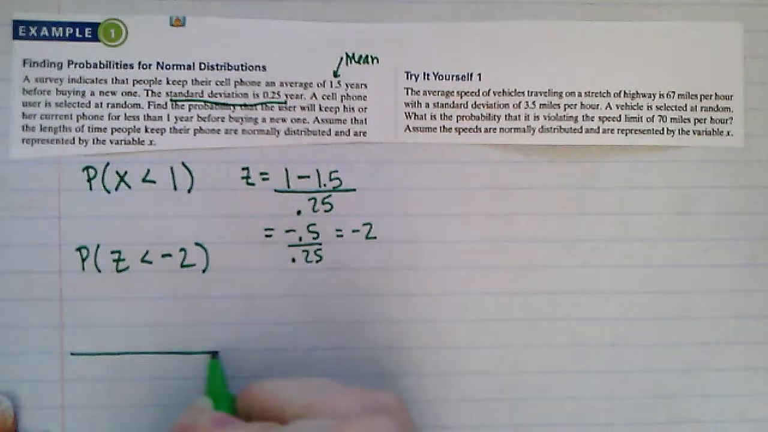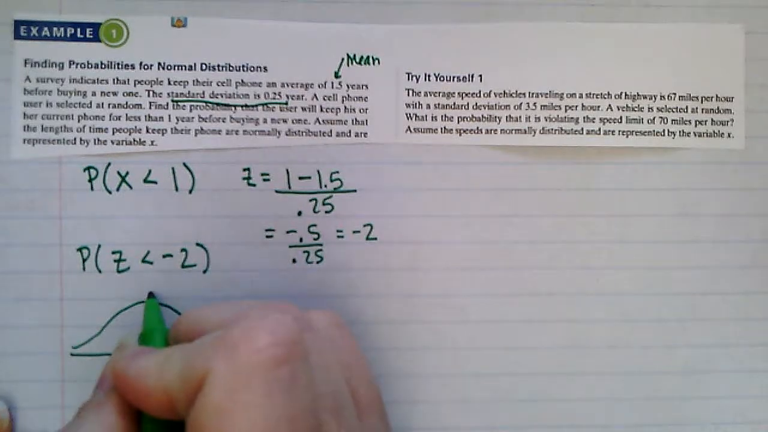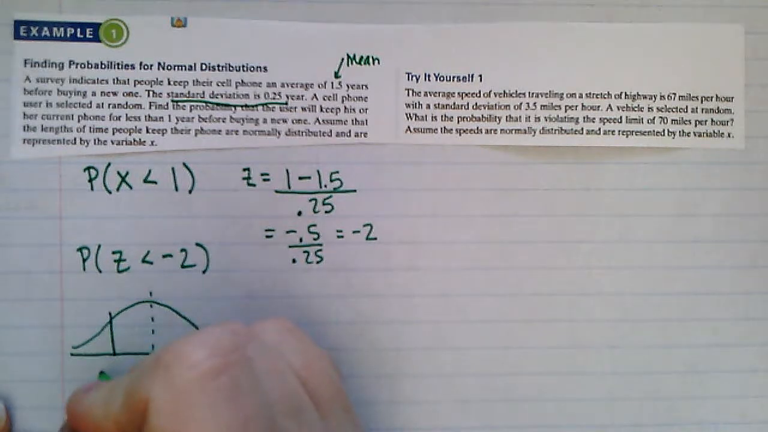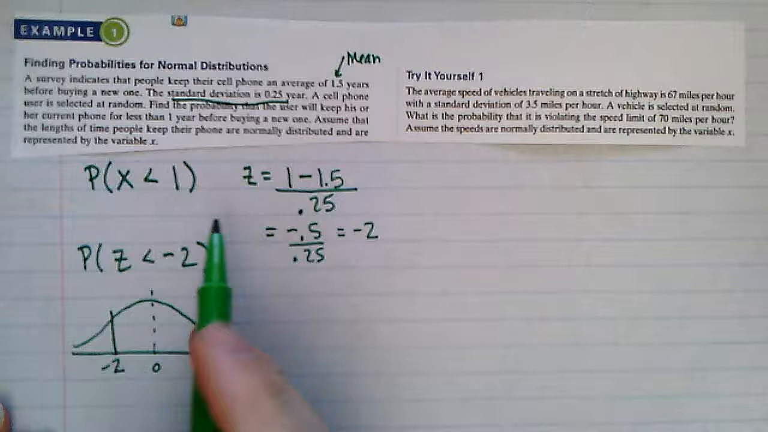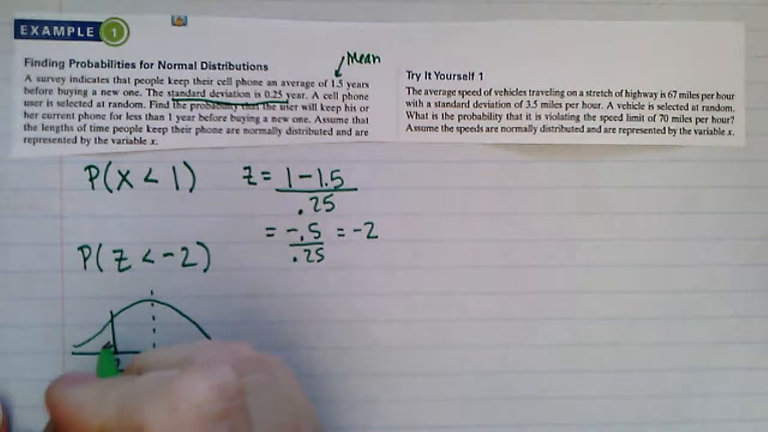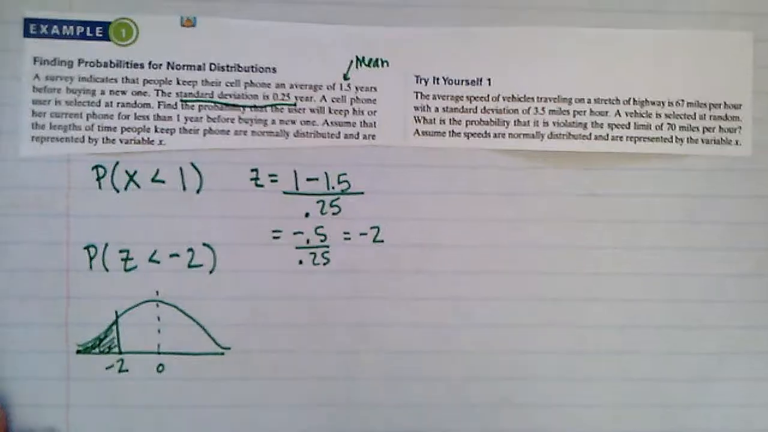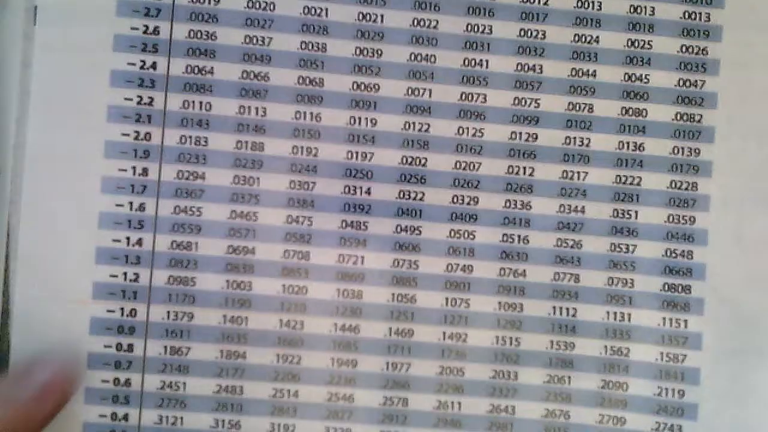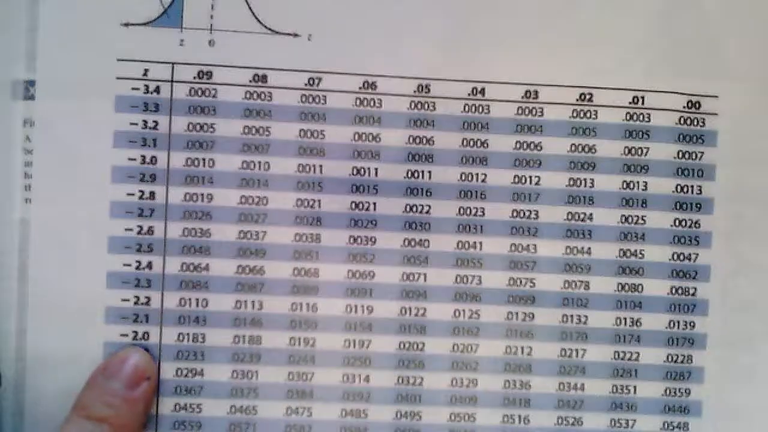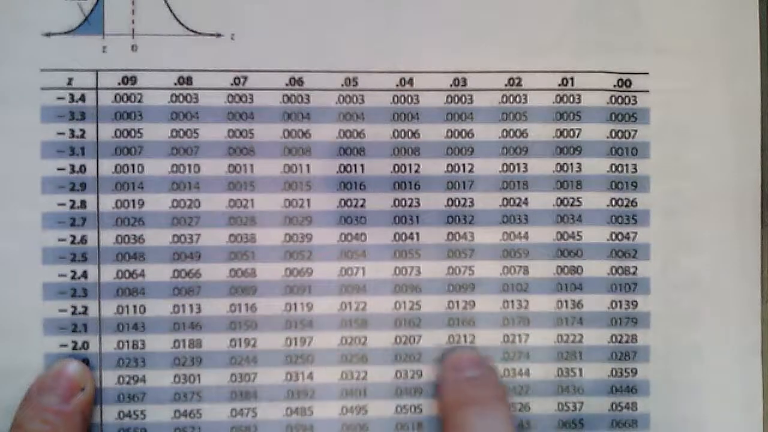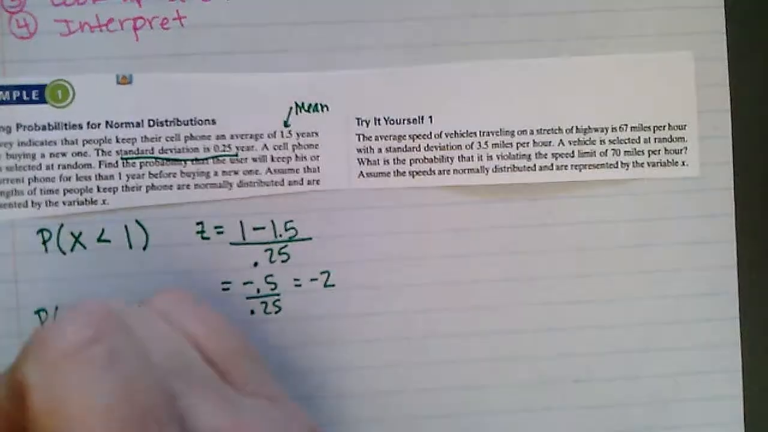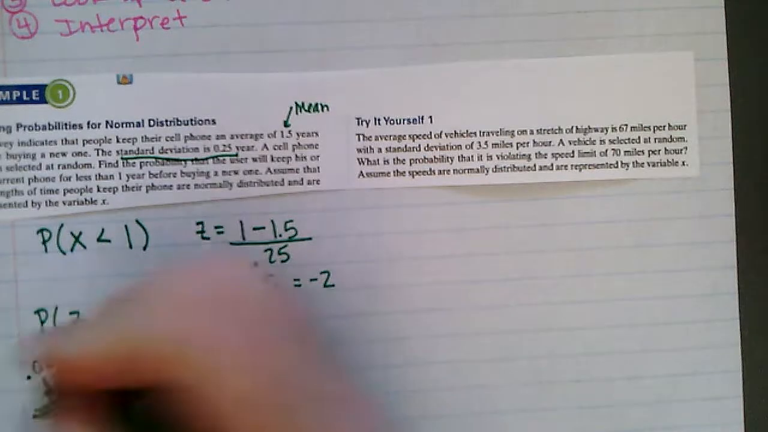So what I want to do is sketch myself a little standard normal distribution, label 0 on there. I know negative 2 is somewhere down here. Don't need to be too accurate, but I'm looking for the probability that my z-score is less than negative 2. So that's going to be this area. Remember, we're going to use table 4. So I need the z-score of negative 2.00. So I've got to go all the way over here to the 0.00 column. So negative 2.00. The area to the left of that z-score is 0.0228. So this area is 0.0228.